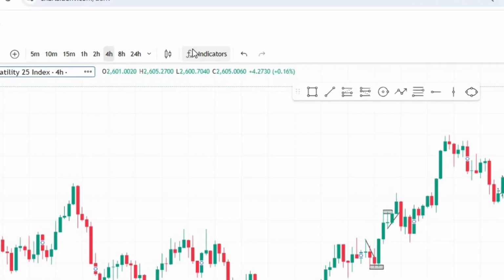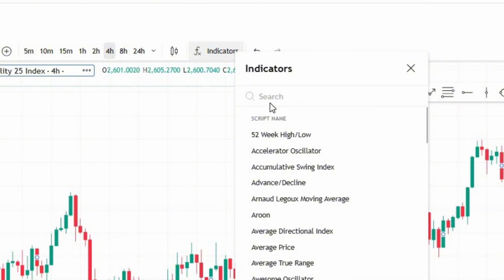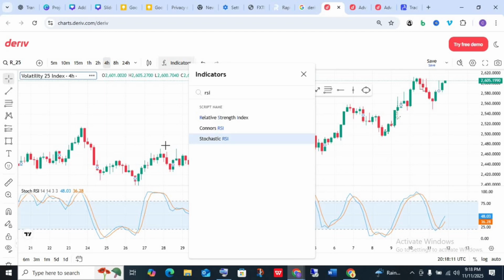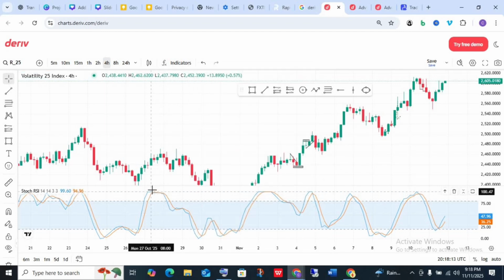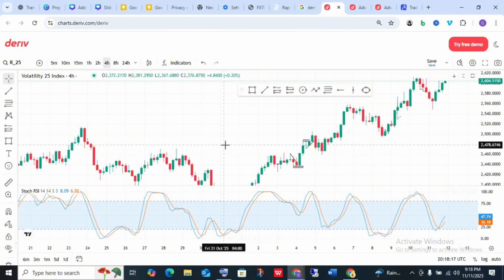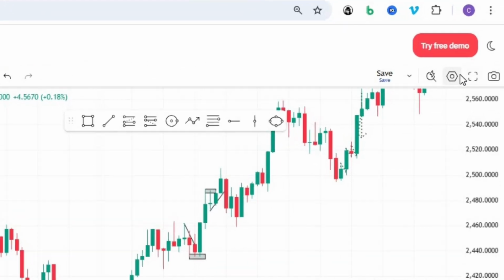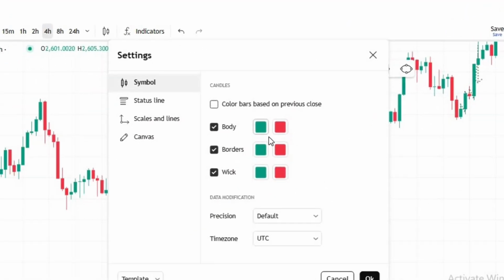This area here is where you select your indicator. Let's say you want to work with an RSI indicator. Just come here, search for RSI, stochastic RSI, click on it, and you can see it's showing right here. When it's overbought, we sell, when it's oversold, we buy, something like that. I'm not using indicators in this video, so I'll just clear it. Now settings over here, this setting right here is where you can change the color of your candle.